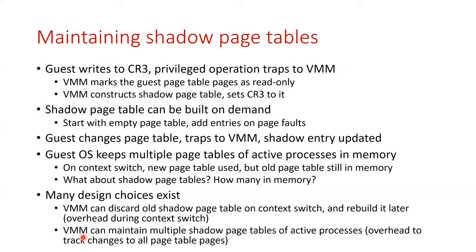Right. So in the first case, if you're discarding and reconstructing the shadow, then there is an overhead during context switch. After a context switch, once again, your shadow page table has to be reconstructed. But if you keep many shadow page tables in memory, this also has an overhead because you will have to be tracking changes to all these page tables all the time. So there are different overheads in both of these design choices, and different VMMs exercise different choices in this direction.